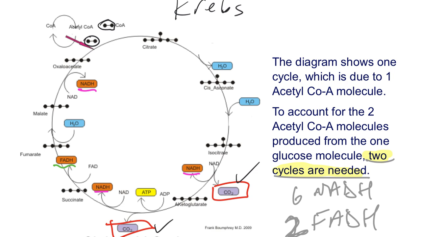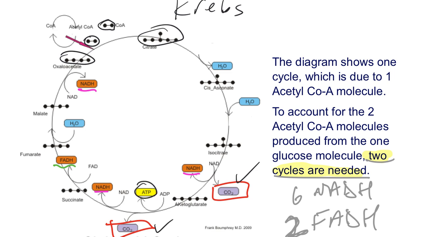Okay, so let's see. The 2-carbon hooks onto a 4-carbon, and it makes a 6-carbon citrate or citric acid molecule. And then water's knocked off and the carbons are shifted around. And then water's added. This is kind of roundabout. I'm not going to keep on talking about it. The point is carbon dioxide is released in two places, just like it was released in the second stage.